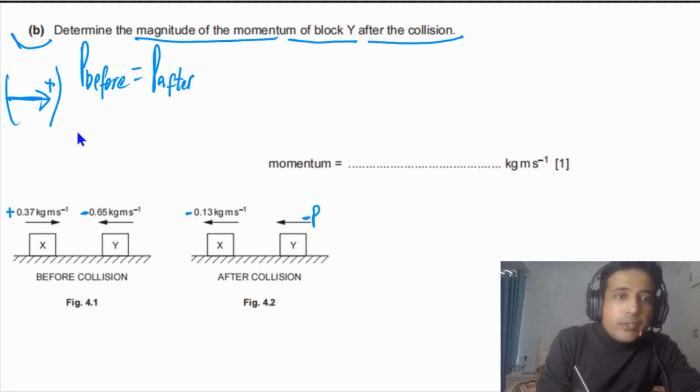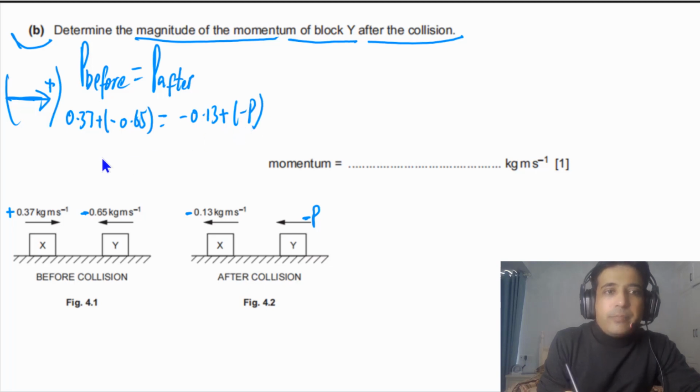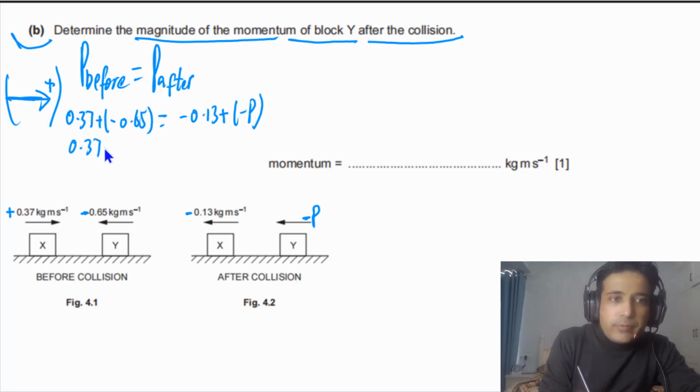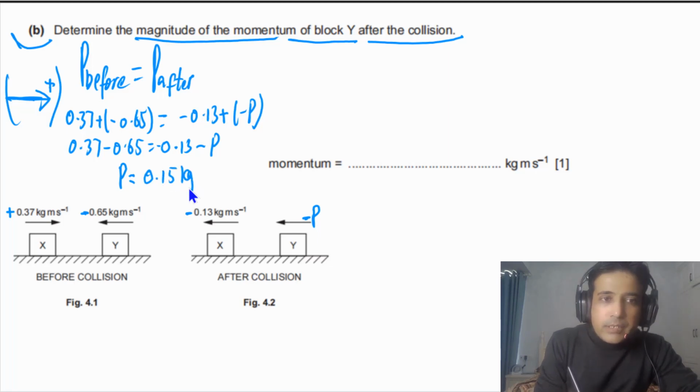Now simply we can add them together. So we have 0.37, plus minus 0.65. This has to be equal to minus 0.13, plus we have minus P. So if we simplify, we can write 0.37 minus 0.65 equal to minus 0.13. The minus sign is very important. Minus P. So we have to find the value of P. If we solve for the value of P, we will also get a negative answer. That will be equal to 0.15 kg m/s. This answer will be negative.